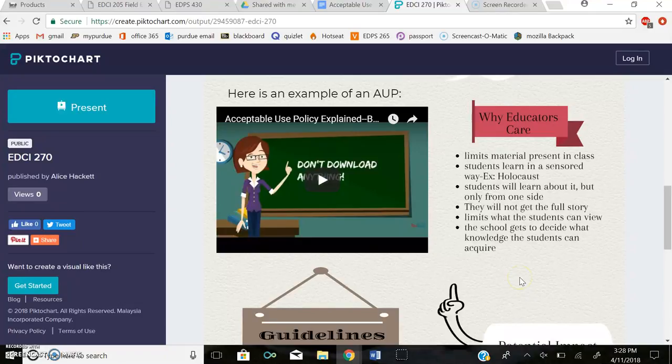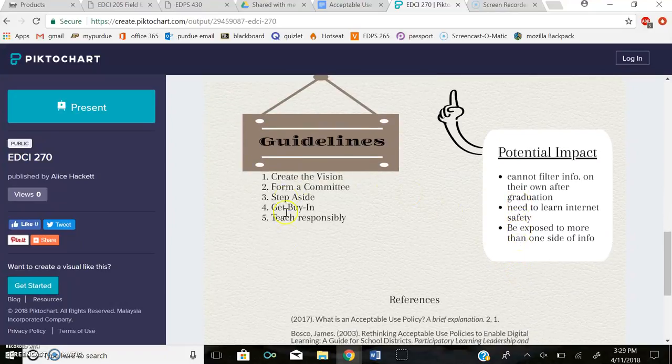Educators should be concerned about acceptable use policies because this limits the material they can present in class. Also, because everything is blocked, students will learn about everything in a censored way. Again, using the Holocaust as an example, students will learn about the Holocaust but will not actually know how bad it was. They will not get the full story or points of view from opposing sides. The school limits what the students can view and decides what knowledge they want them to acquire about the topic. This is somewhat giving the students false information because they are going to base their opinion about the Holocaust on only one side. And then if you scroll down, here are some guidelines.